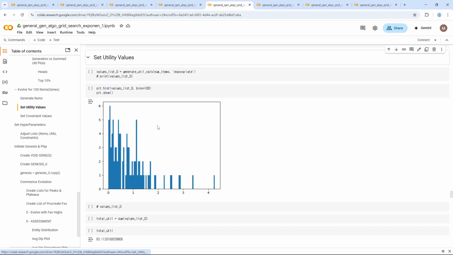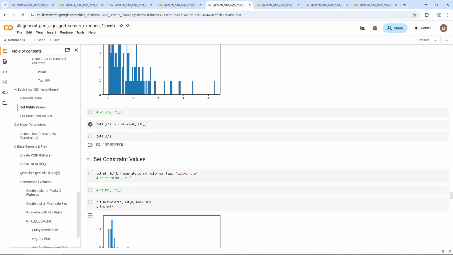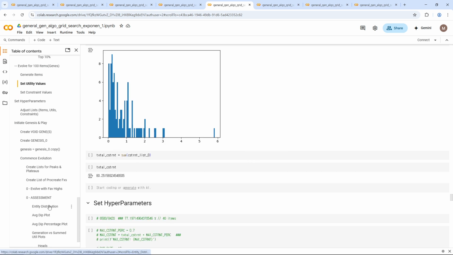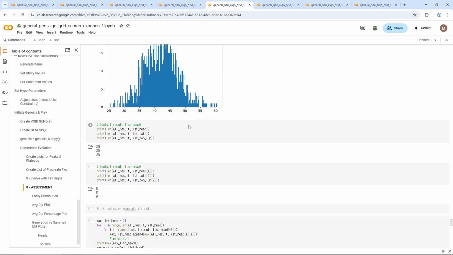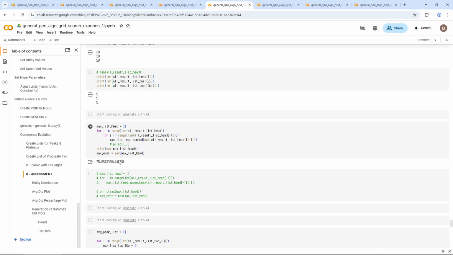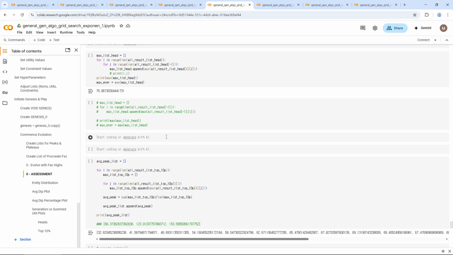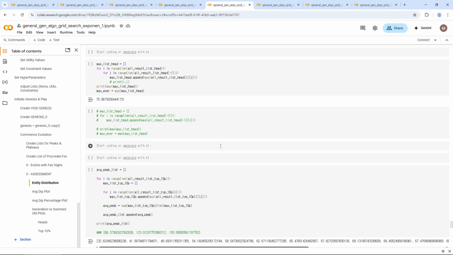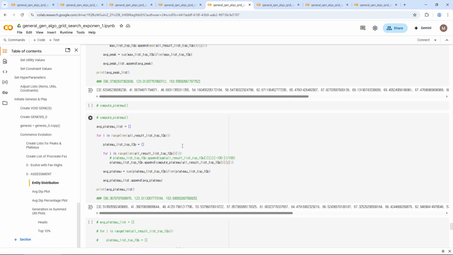So 100 items, setting the utility values. Total sum of utility values is 83. Total sum of constraint values is 80. And when we have 100 items, the maximum error was 75. So 5 units away from the total sum of utility values. No, 8 units away. 8 away. Average peaks, average plateaus.